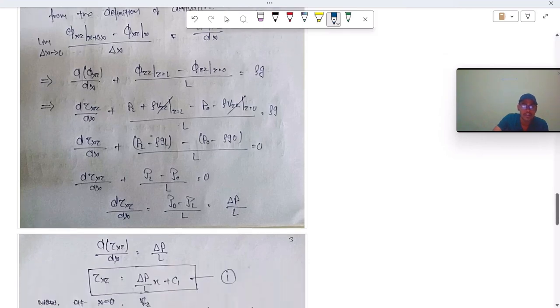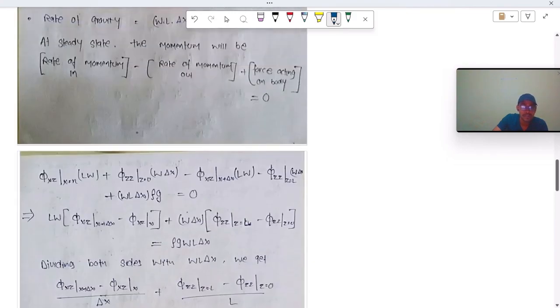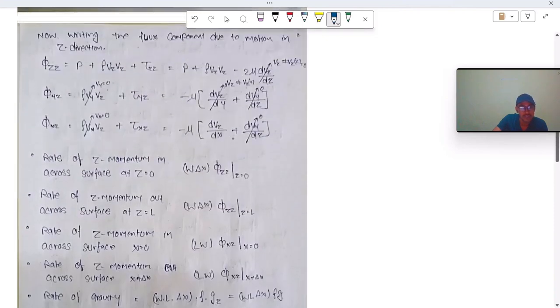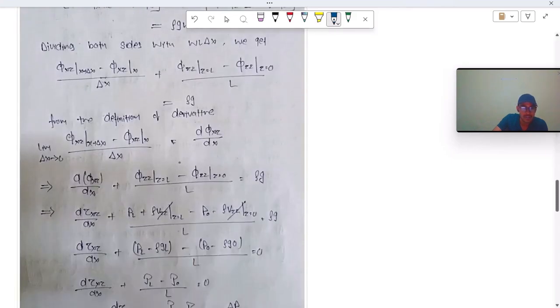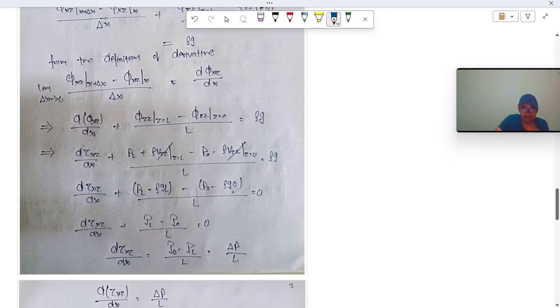And here we can see that in phi xz there is only one term left, that is minus mu times d upon dx of vz. So here we have reduced phi xz to d upon dx of tau xz, and phi zz is the pressure force plus the convective flux, so it can be written in this form. But we know that vz is not a function of z, so at z is equal to 0 and z is equal to L, this whole term will be the same, so we will cancel it out.